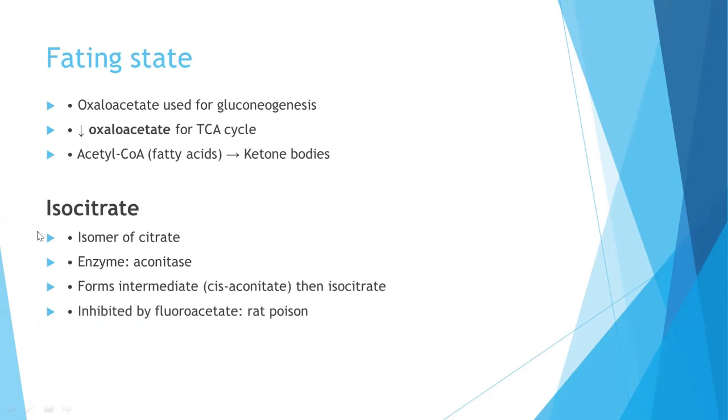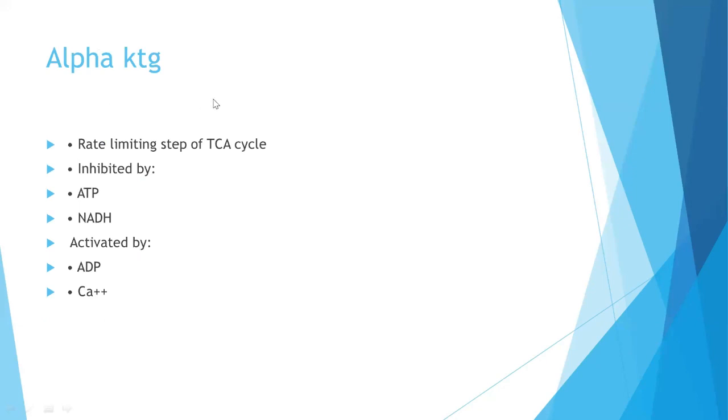Talking about the compound isocitrate, which is the isomer of citrate, the enzyme aconitase converts citrate to isocitrate. It forms an intermediate, cis-aconitate, then isocitrate, and it is inhibited by fluoroacetate, which is present in rat poison. Talking about alpha-ketoglutarate: the alpha-ketoglutarate dehydrogenase step is the rate-limiting step of the TCA cycle, a very important statement, and it is inhibited by ATP and NADH. If you have an abundant amount of energy, ATP and NADH, then the reaction will not progress. That's why it is called the rate-limiting step of the TCA cycle, and it is activated by ADP and calcium.